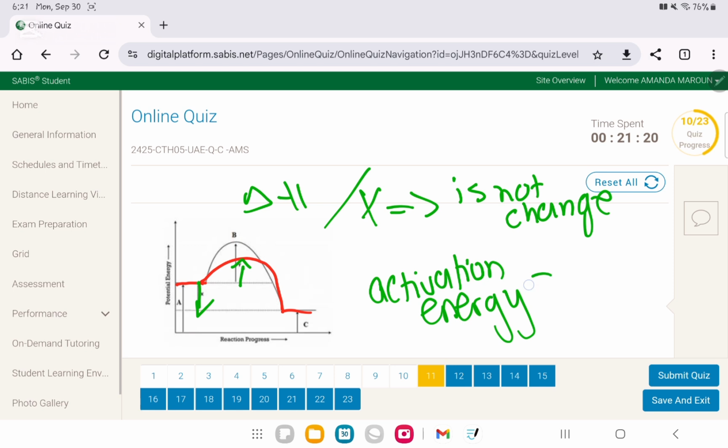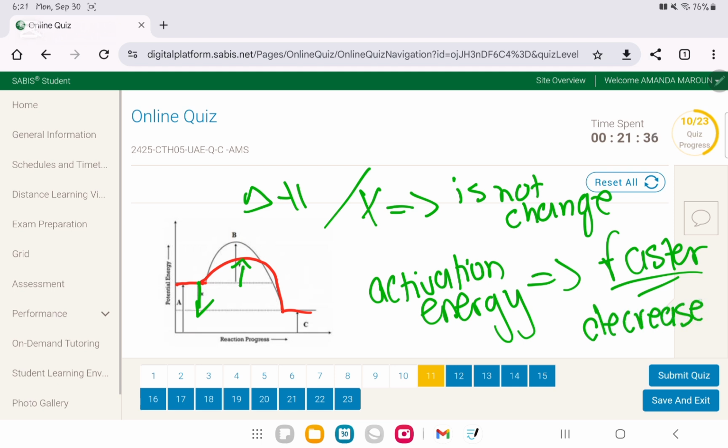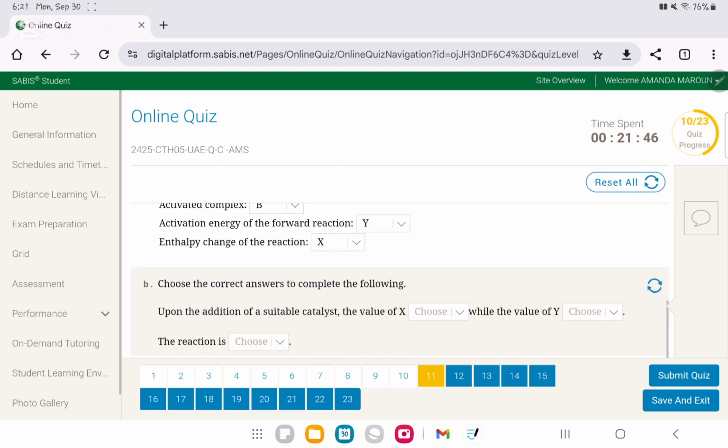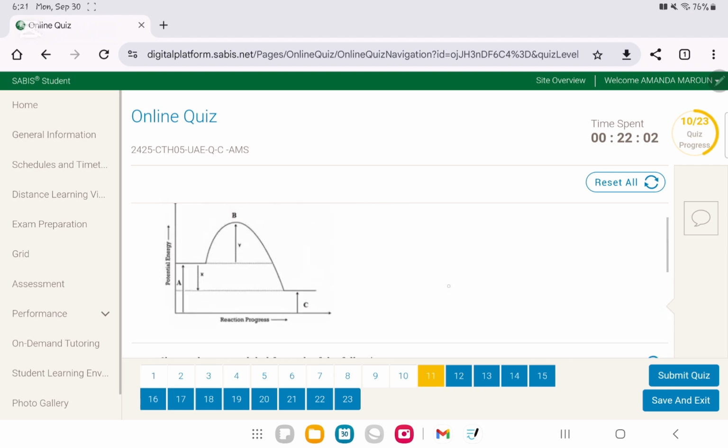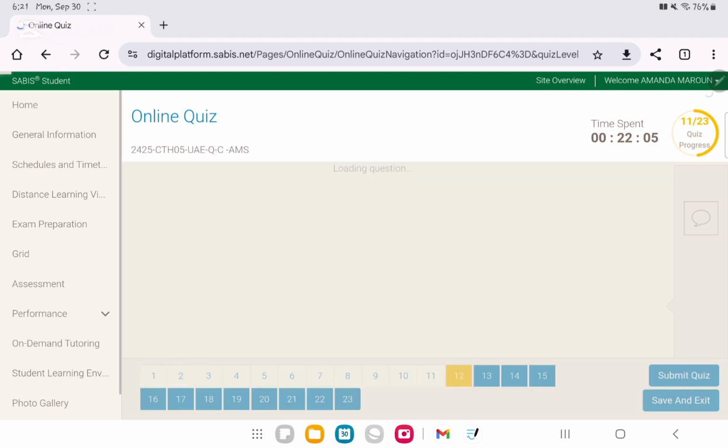The activation energy, or the energy of the complex, becomes faster, but in the graph it decreases. Because it is faster, it will take less time, so the curve will decrease. Now, upon the addition of a catalyst, the value of X will remain constant, while the value of Y will decrease. And we said because the products is lower than the reactants in this graph, it is exothermic. Question number 12.